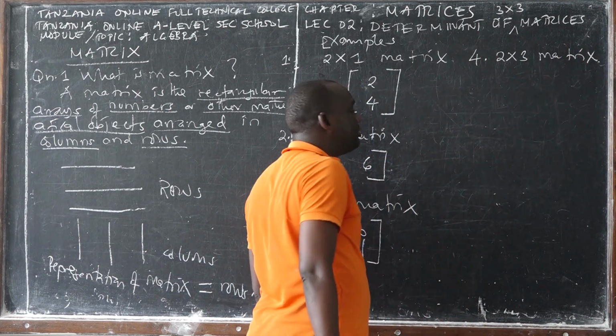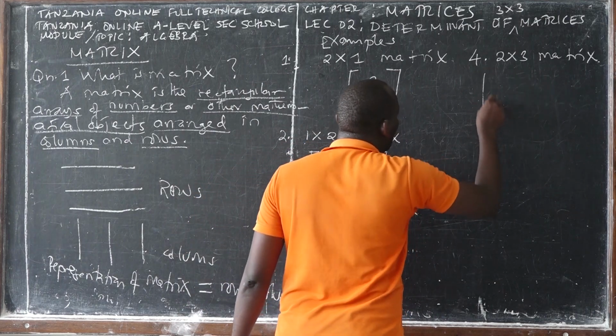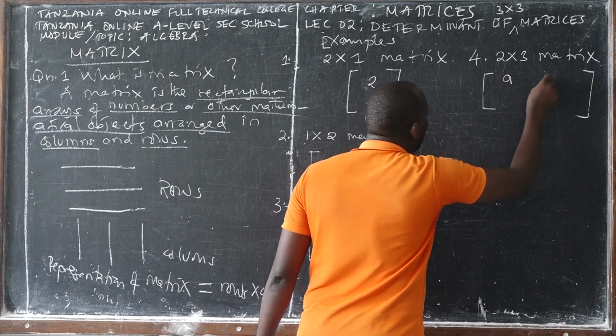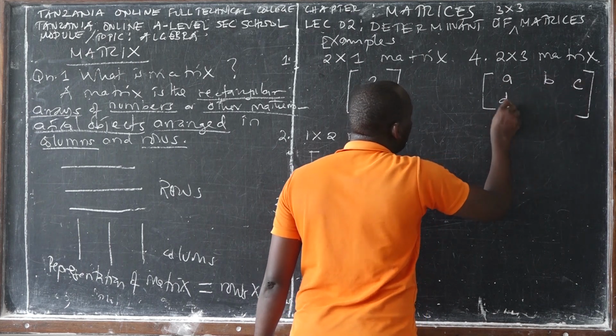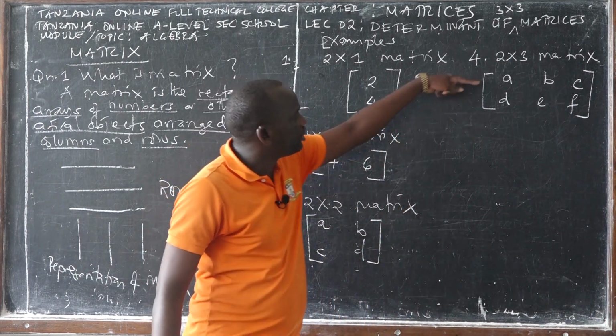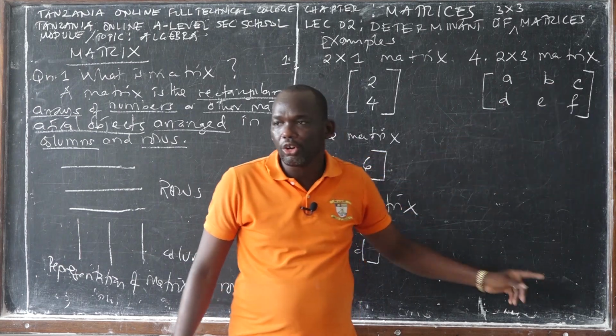Again, we can have a 2 by 3 matrix. How many rows do you have? How many columns do you have? 3. So what do you expect? Maybe A, B, C, D, E, F. First row, second row. First column, second column, third column.